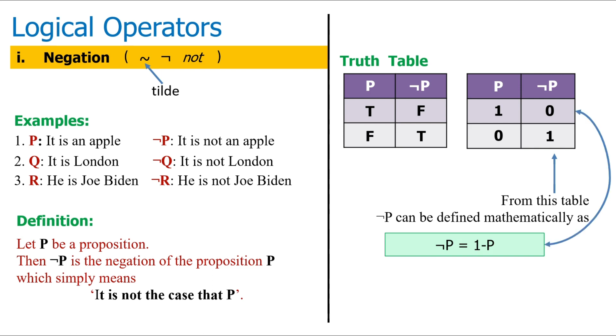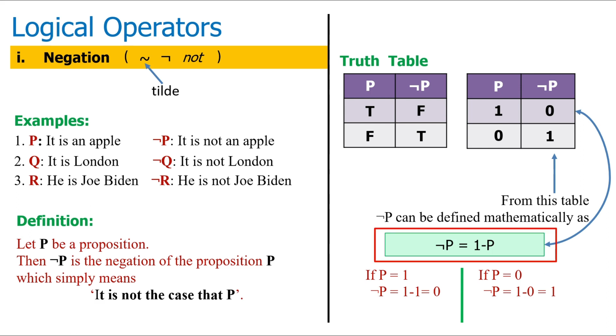This formula can be verified for the values given in the above table. If P is 1, then negation P is 1 minus 1, which is equal to 0. If P is 0, then negation P is 1 minus 0, which is equal to 1. That is why we say negation P can be defined as 1 minus P.